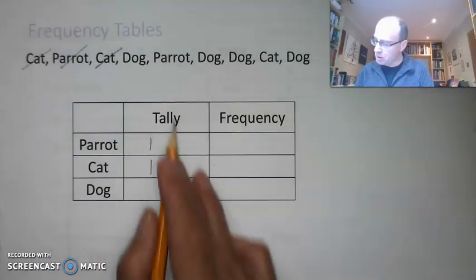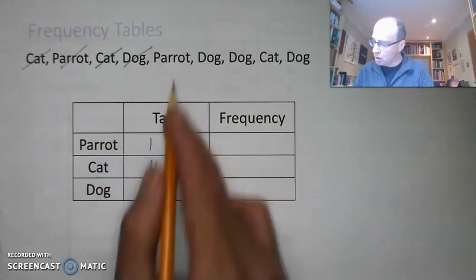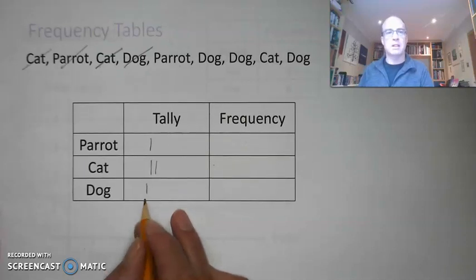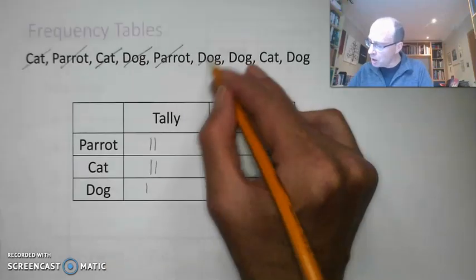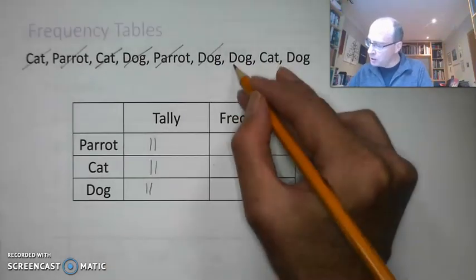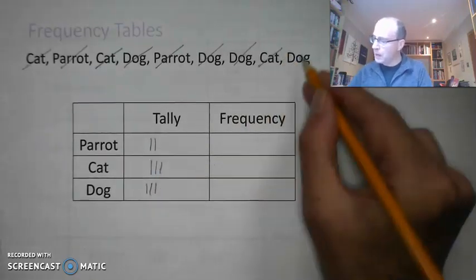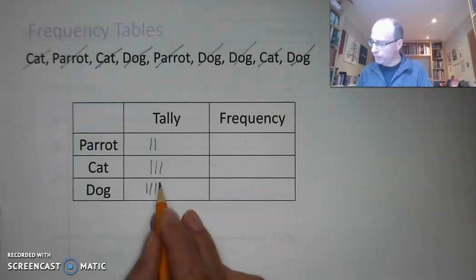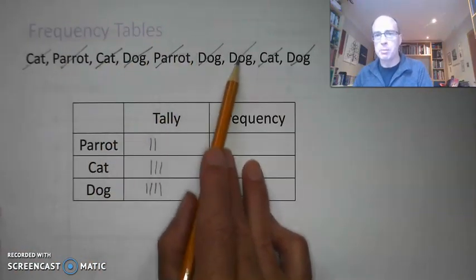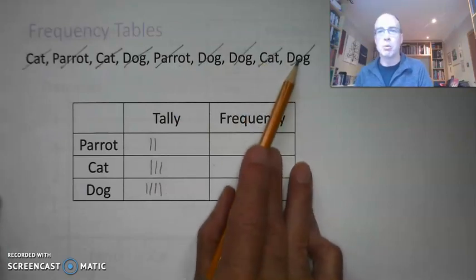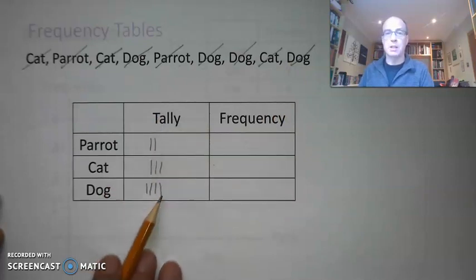I've got cat, so another mark against my cats. I've got dog, so that's going to come down here, tally mark against my dog. Parrot, dog, another dog, got 3 there now, cat, and the final one is a dog. When I've finished, I should have crossed off every piece of data, so all of those words through there should have a line through. So I'm feeling confident I've got all of my data into my table.